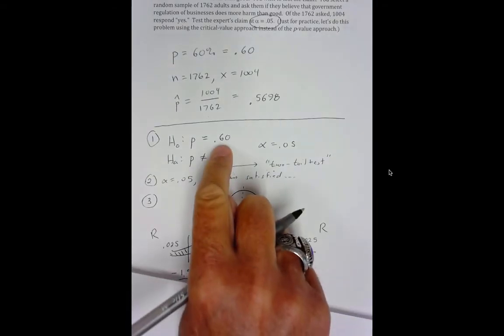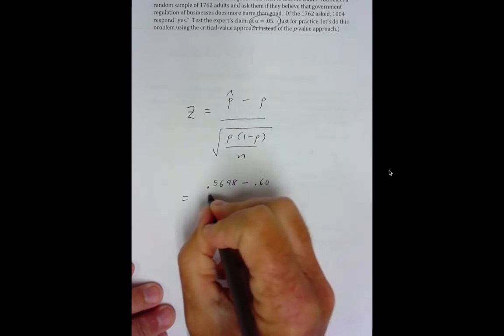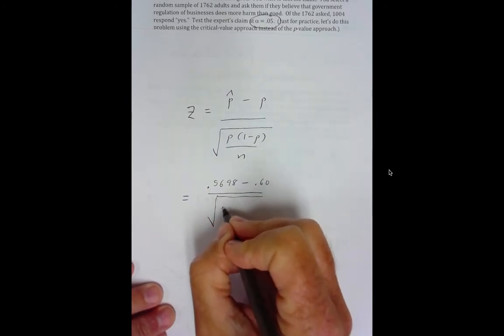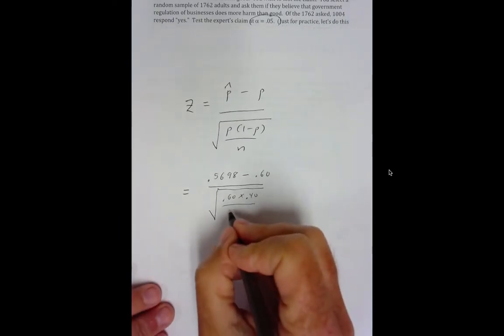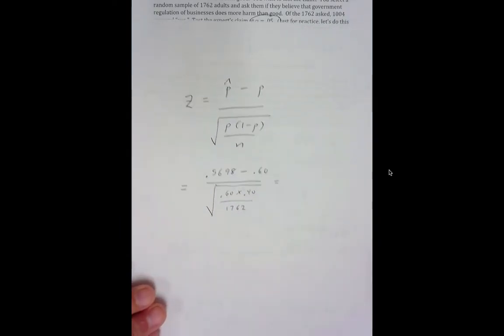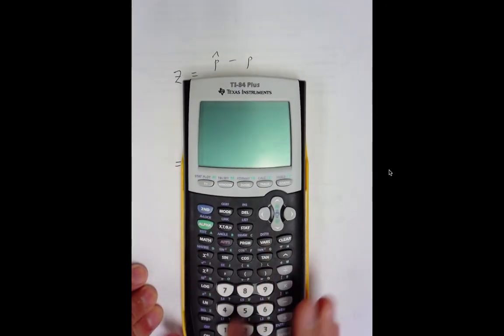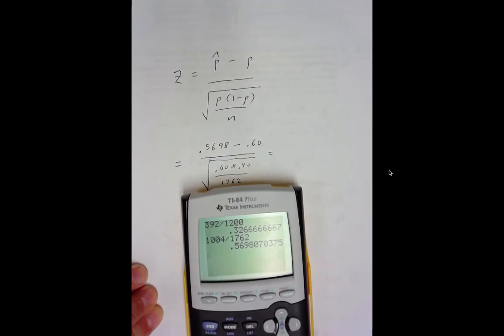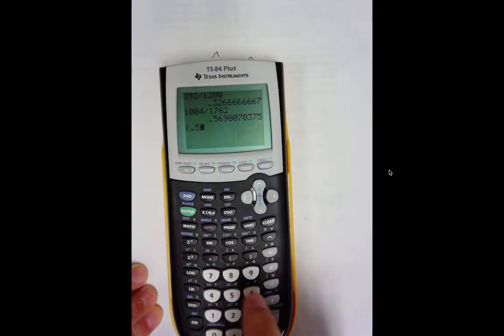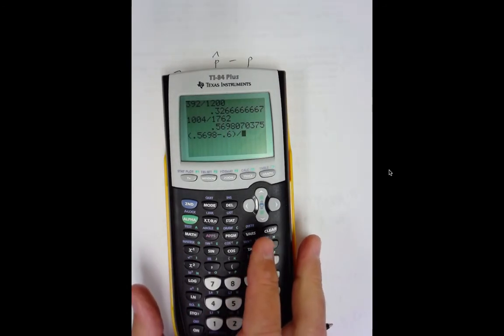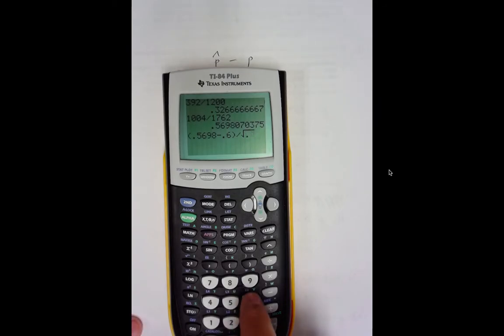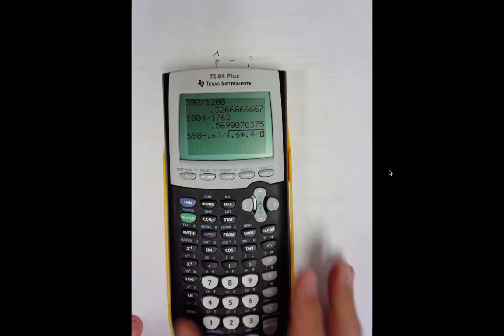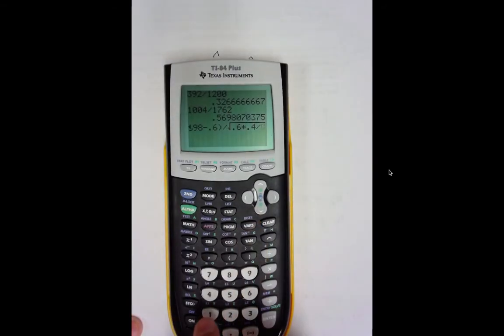Minus p, that's what we're testing, 0.60, over the square root of p times 1 minus p over the sample size, which is 1762. All right, so if we can put that in our calculator without doing something goofy, I want to make sure that the numerator is in parentheses. And then I want to take the square root of 0.6 times 0.4 divided by 1762.